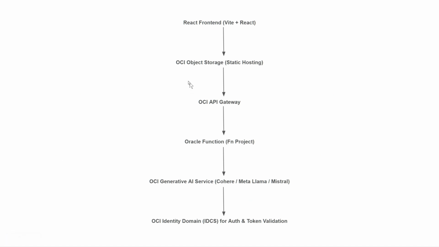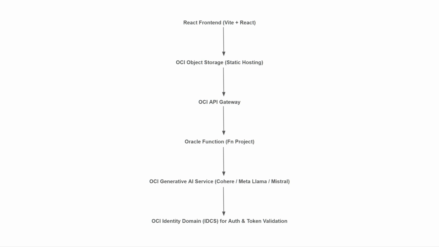We will start with a simple React web frontend, and we'll use the same Vite framework. This static content would be hosted on OCI Object Storage, similar to an S3 bucket in AWS. It is fast, reliable, and can be configured with public URLs or fronted by a CDN. Then we have OCI API Gateway.